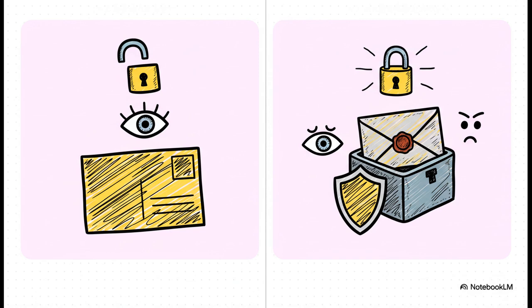This is the crucial difference between HTTP and HTTPS. An old-school HTTP connection is like sending a postcard. Anyone who intercepts it along the way can read exactly what's on it. But when you see that little S in HTTPS, it stands for secure. That's like putting your postcard inside a locked metal box that only you and the server have the key to.